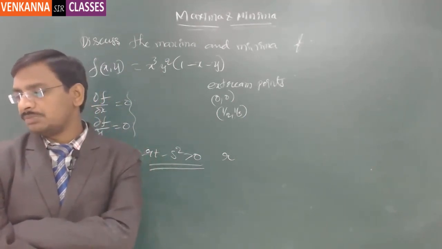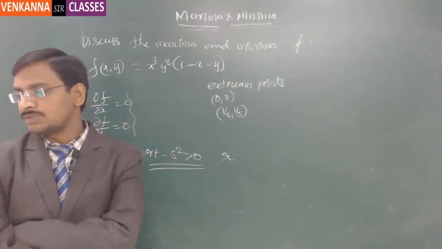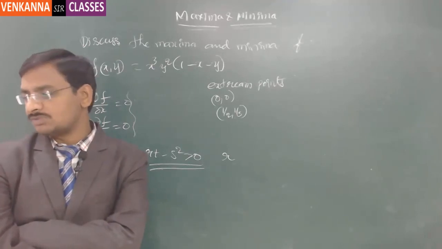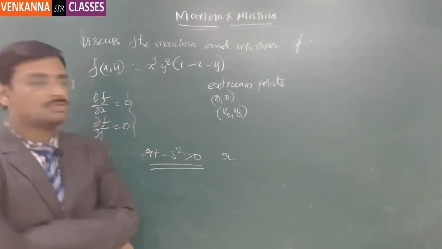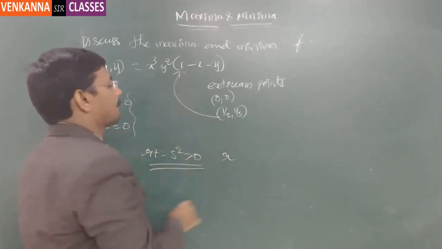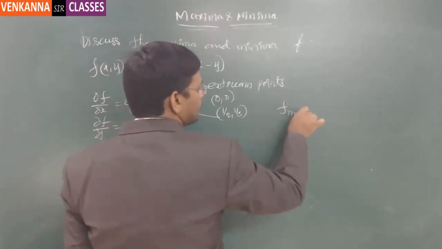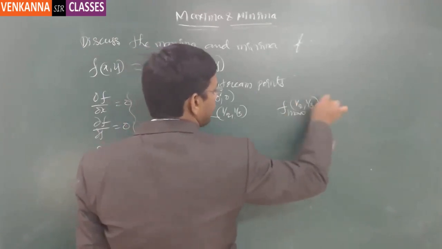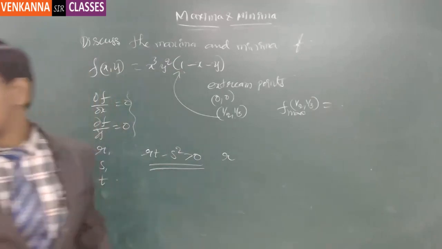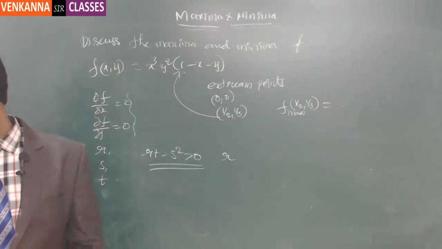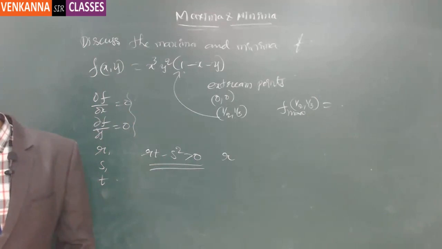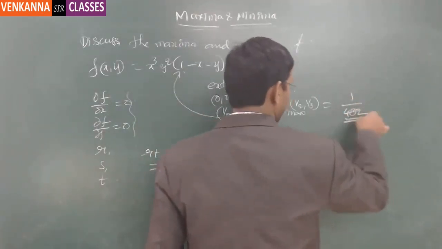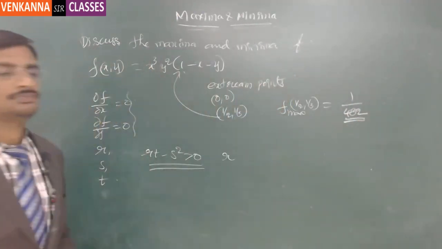Now what is the value of maximum? Substitute 1 by 2, 1 by 3 in the original function, we are going to get the maximum value. So what is that value? Substitute this point here. So f max of 1 by 2, 1 by 3 will be how much? So this is 1 by 432. Check it. 1 by 432.